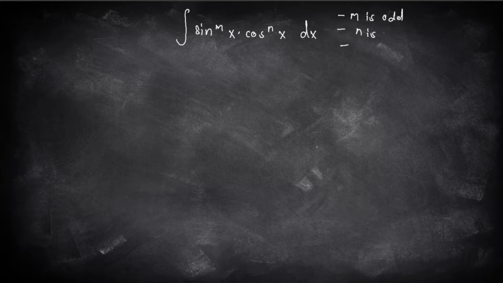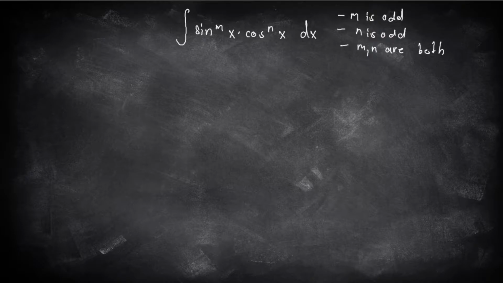So the first form I'll cover is sine to the power of m times cosine to the power of n. For this form, there are three conditions, and you only have to satisfy one of them. Either m is odd, or n is odd, or m and n are both even.